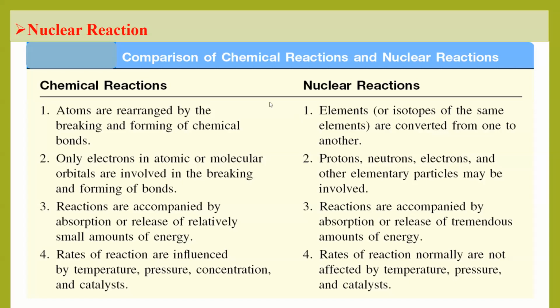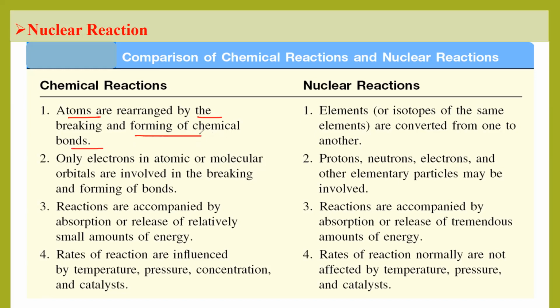Now nuclear reactions. What is a nuclear reaction? First we have to understand the difference between nuclear reactions and chemical reactions. So let's start the discussion about nuclear reactions and chemical reactions. Chemical reactions and nuclear reactions differ from each other on such points: in a chemical reaction, atoms are rearranged by the breaking and forming of chemical bonds.